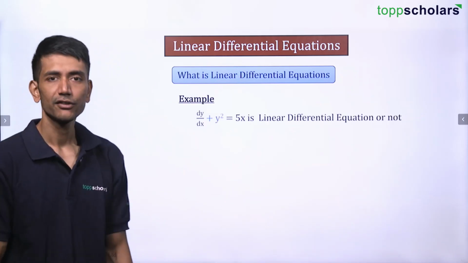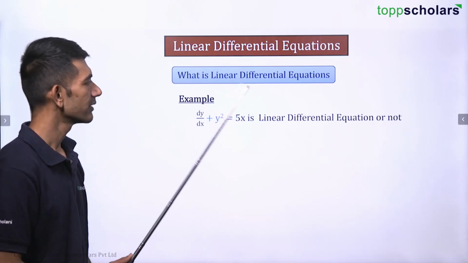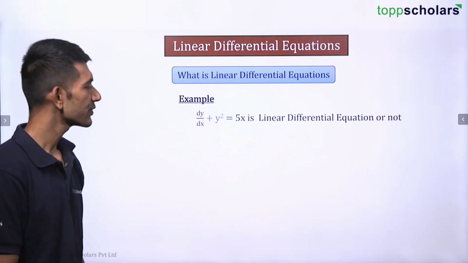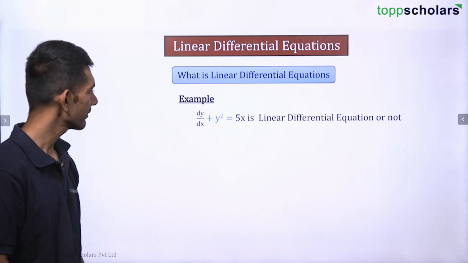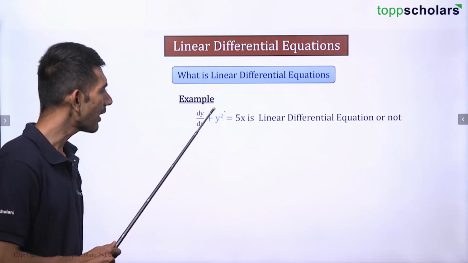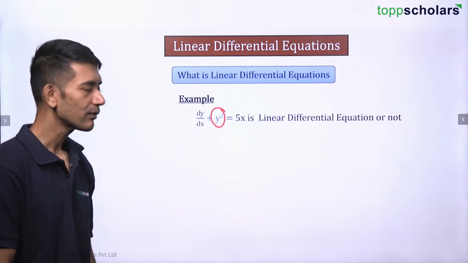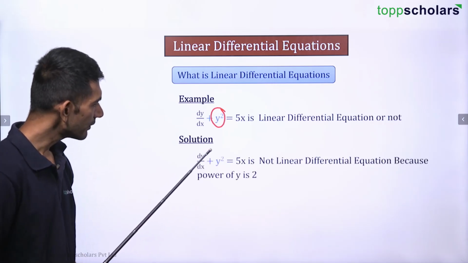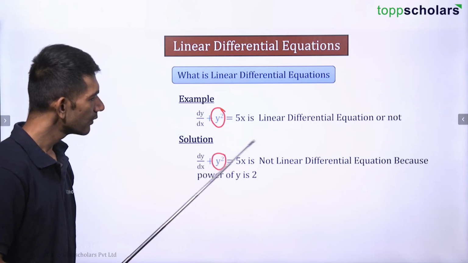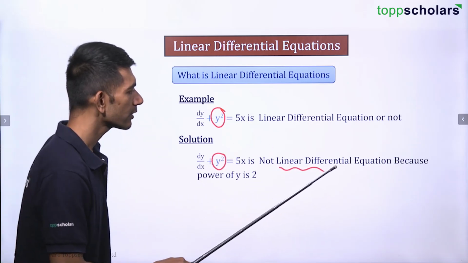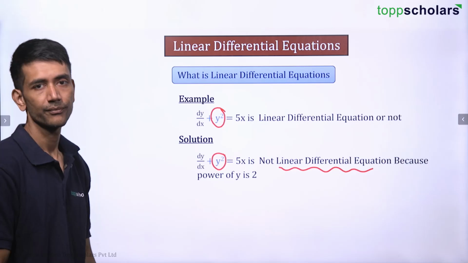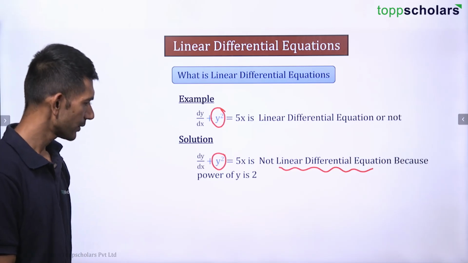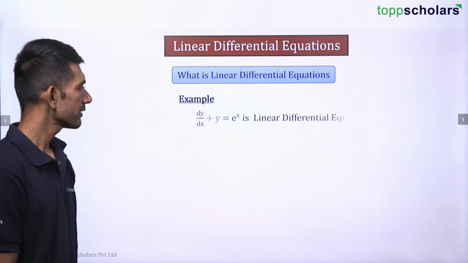We have dy by dx plus y square is equal to 5x. So is this a linear differential equation or not? This is what we are supposed to identify. So observe the power of y here. What is the power of y? Can I say the power of y is 2? Since the power of y is 2, we can say that no, it is not a linear differential equation. Clear? Simple? Okay. Let us see one more example.